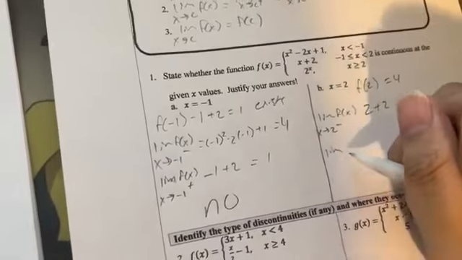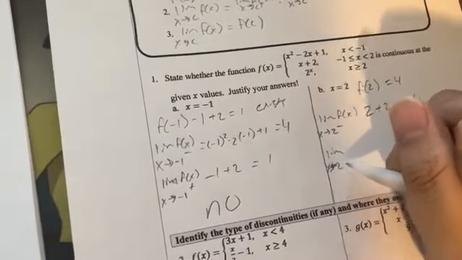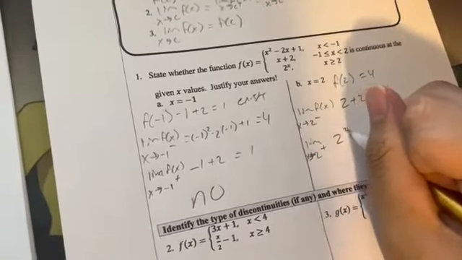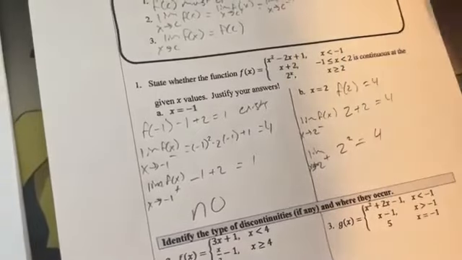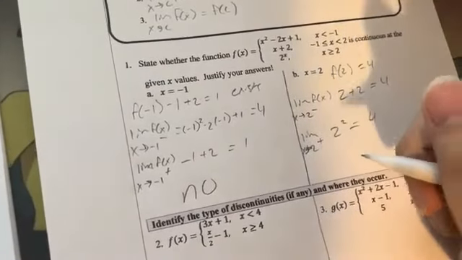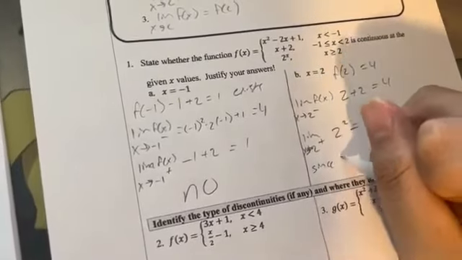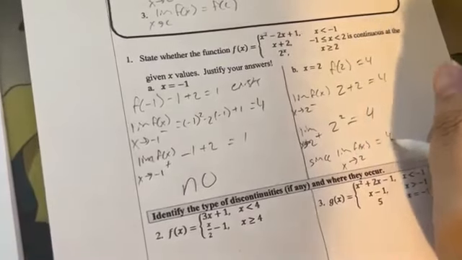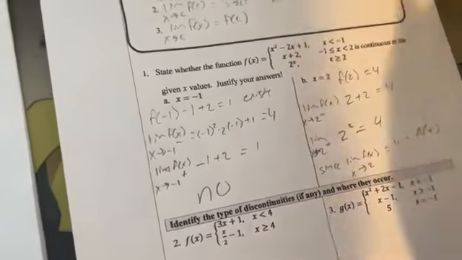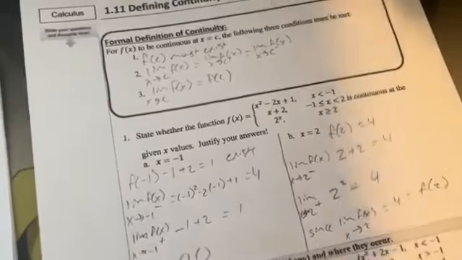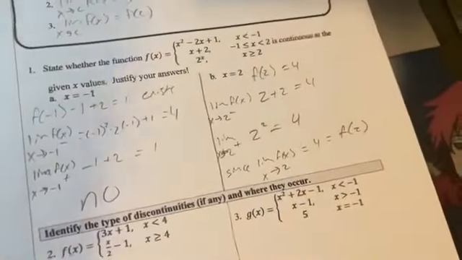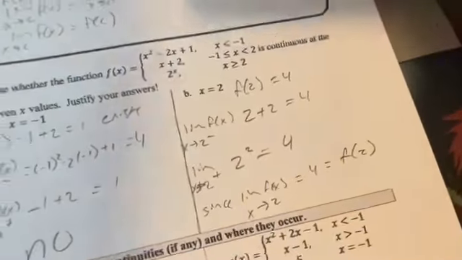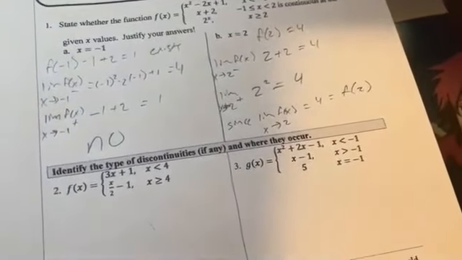And the limit of f of x as it approaches 2 from the right. Since it's greater than 2, we'll use this equation. 2 squared equals 4. Since it matches up, we'll say since the limit of f of x as x approaches 2 equals 4, it equals f of 2. So yes, it is continuous at x equals 2 because they all match up. Alright.